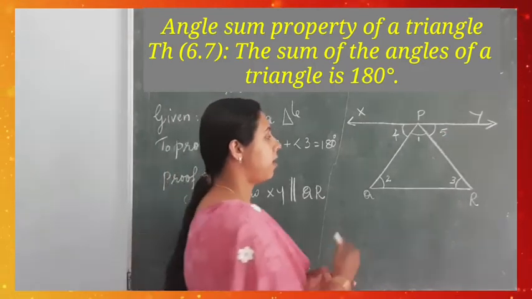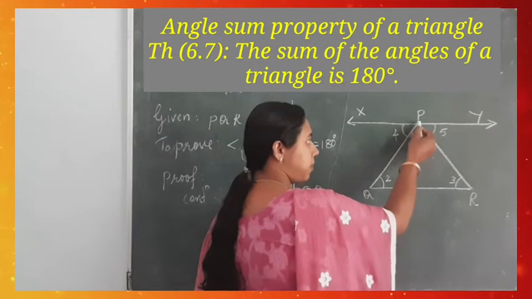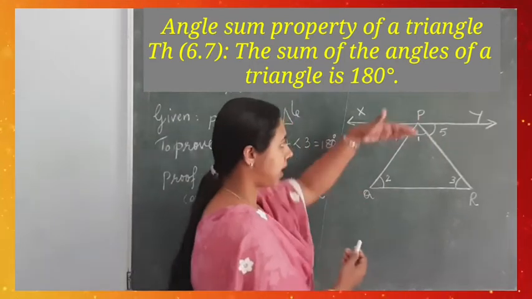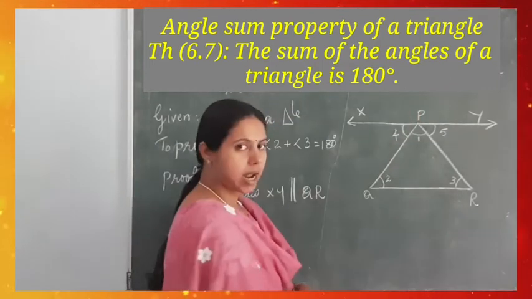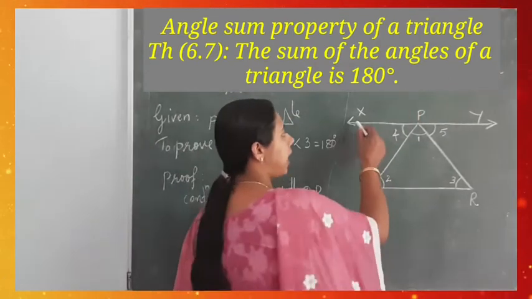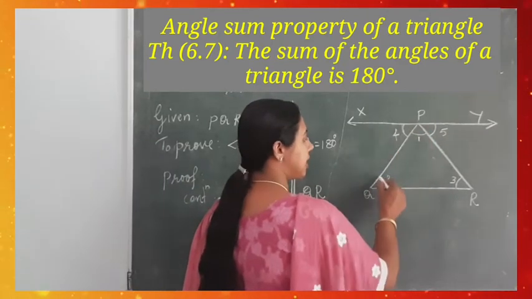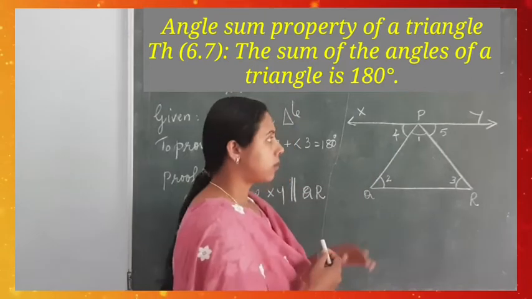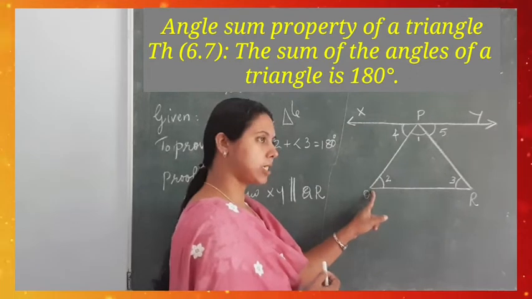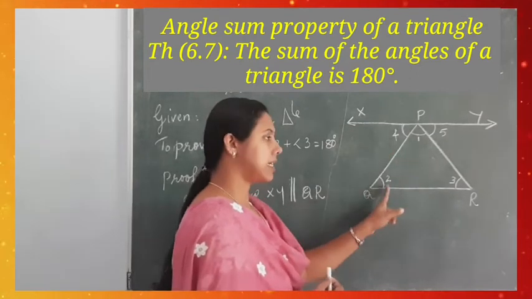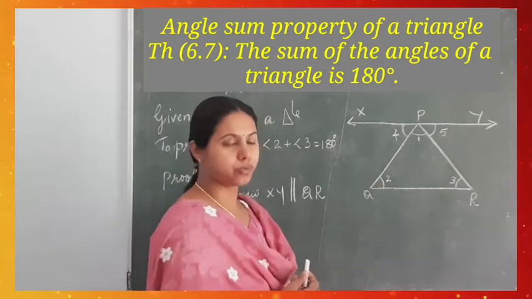And in the same way, XY is parallel to QR. Therefore, PQ is a transversal. XY and QR are parallel and PQ is a transversal. Then we know that the Z shape forms alternate interior angles. So alternate interior angles are equal. So angle 4 is equal to angle 2.